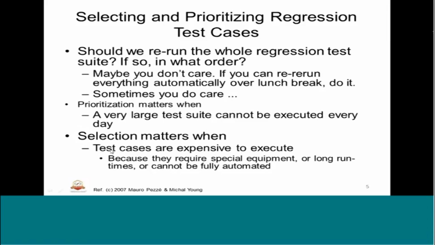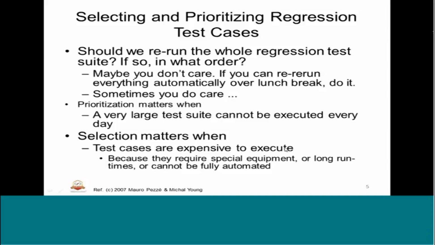Selection matters when test cases are expensive to execute. That means if it is going to occupy special equipment or licenses or any special tools, or it's going to cost more time, then selection is also very important. It's not just enough to have prioritization only. Prioritization and selection both matter for regression test cases, because again there is a cost involved, effort involved, all these sorts of issues, complexity and dependency, all these matter in terms of regression testing execution.